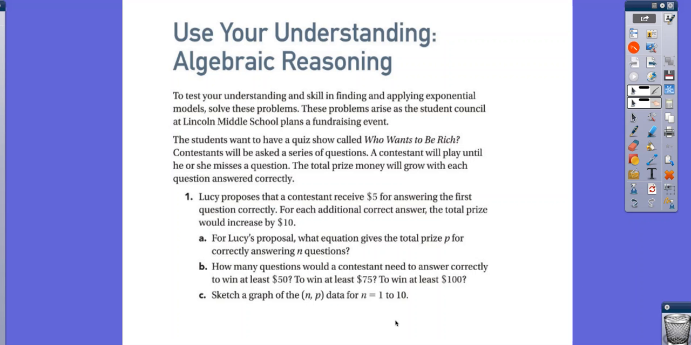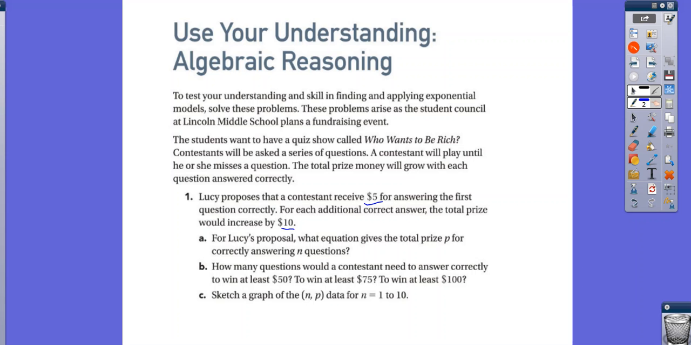All right, so we're going to take a look at the looking back problem number 1. So we have a contest where the first question you get right, you get $5. And then for every additional correct answer, you will get $10 more.